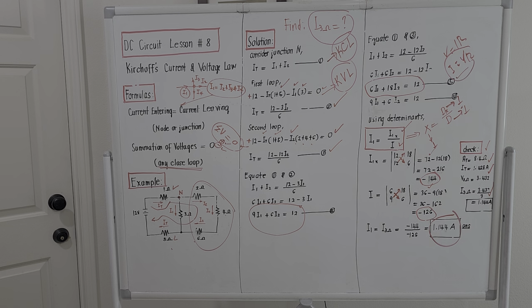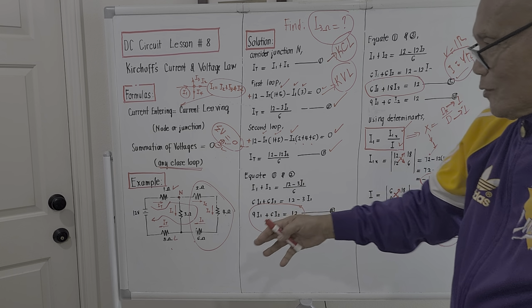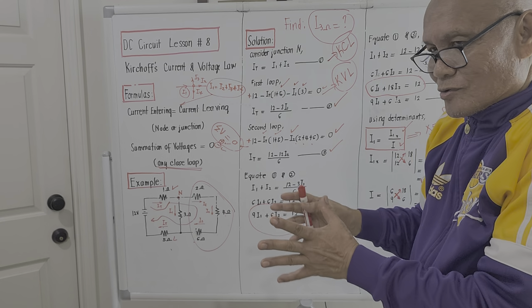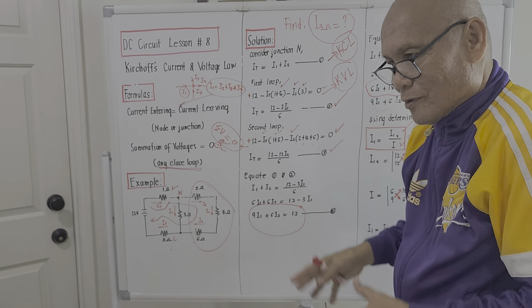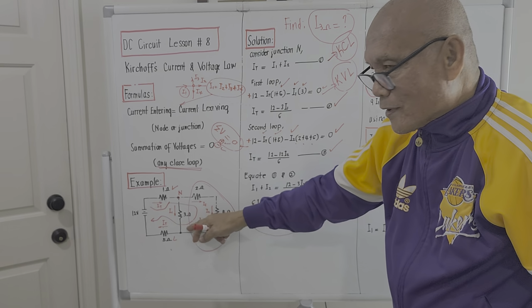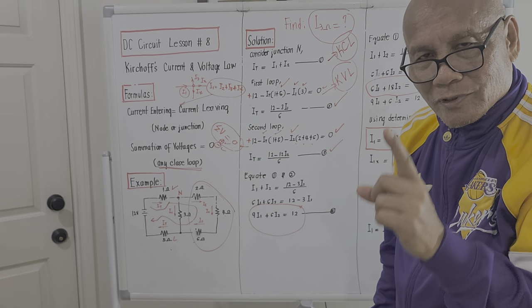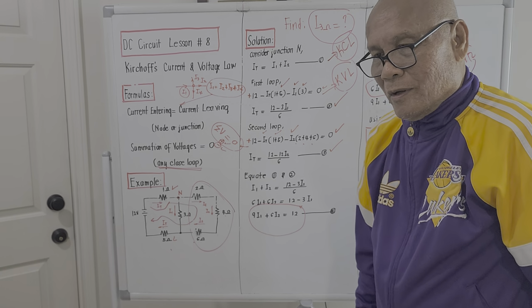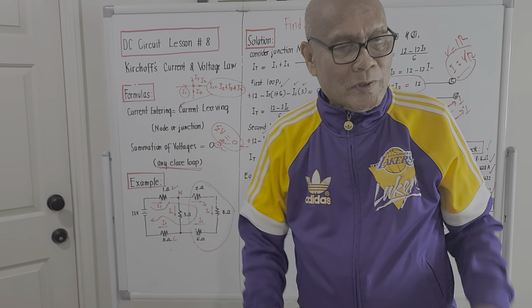Okay, that's it, guys. Our solution here is an advanced thing. It's the so-called Kirchhoff's current and voltage law. That is used in the computation of the current in any part of a given circuit, considering for the meantime one voltage source. Okay, that's it, guys.